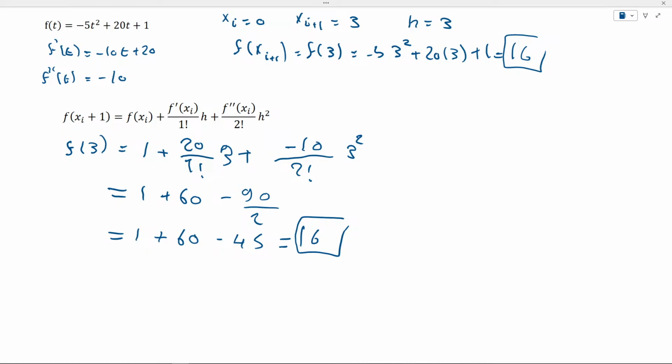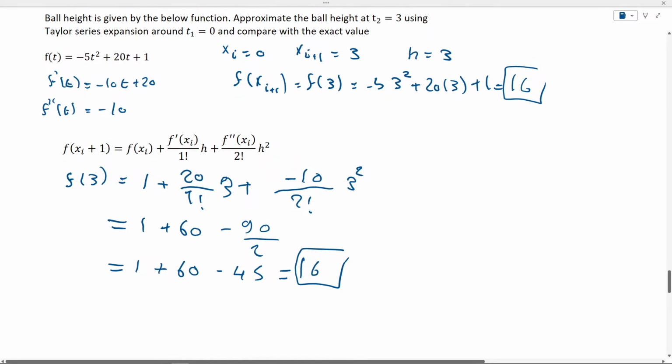Okay. So I approximated this function by its derivative. That's the key insight. Taylor series perfectly approximates the function when the expansion order equals or exceeds the order of the polynomial. So here my expansion order is up to the second order, and the order of the polynomial is the second. So that's the key insight.